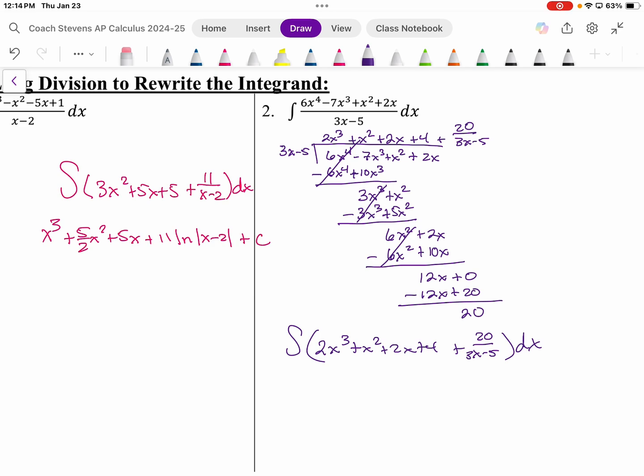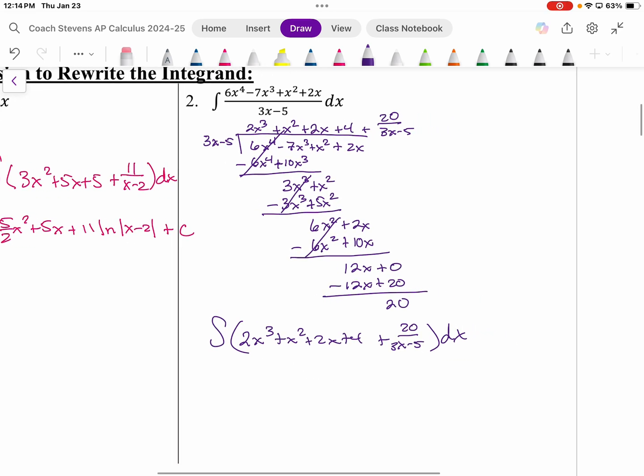Okay? I'm going to quickly say over here to the side that if my u is equal to 3x minus 5, so du is equal to 3 dx, and dx is equal to du over 3. And so, as we do this, I'm going to rewrite it one more time.